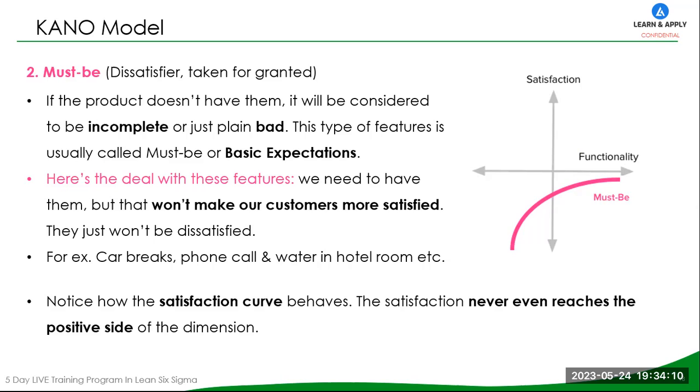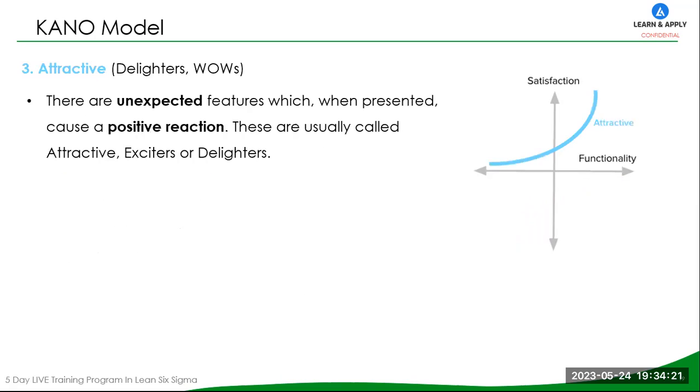So if you consider any industry, any product, it has all these four characteristics. One is performance, second is must be, and third is called attractive. Now, if you see the attractive, that is the opposite of the must be. They don't have any point on the lower side of the satisfaction. So they always start from the positive side of the satisfaction. Now, why is it so? Because those are unexpected features that we are going to provide to the customer.